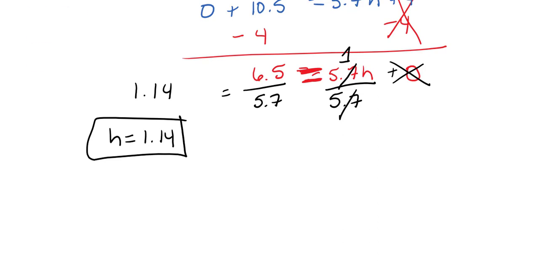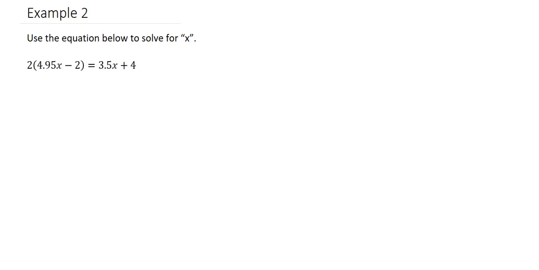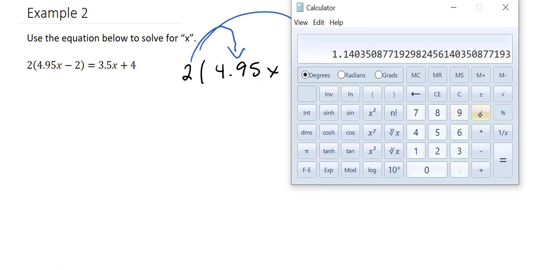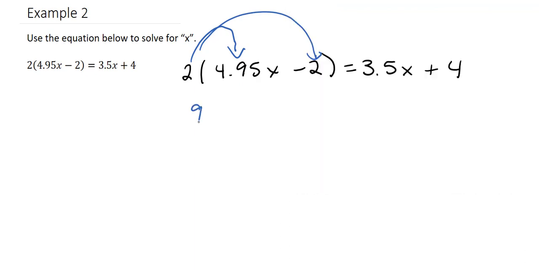So let's do the last example. Example 2, we're going to use the equation below to solve for x. Notice we have decimals. We also have the distributive property in this one. Let's just rewrite this first. Our first step is to distribute this 2 across. So 2 times 4.95, well, that's 9.9. Now 2 times negative 2, well, that's just minus 4, which is equal to 3.5x plus 4.